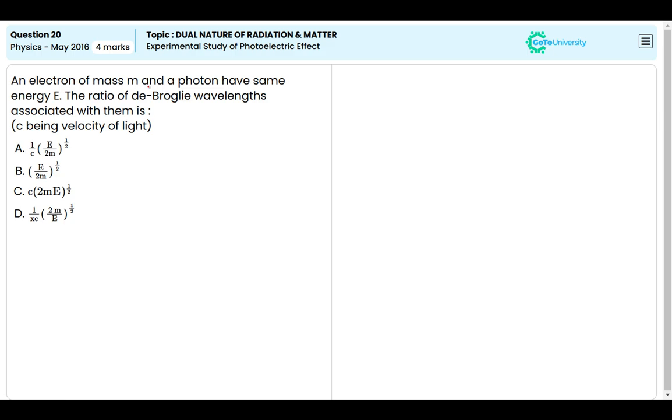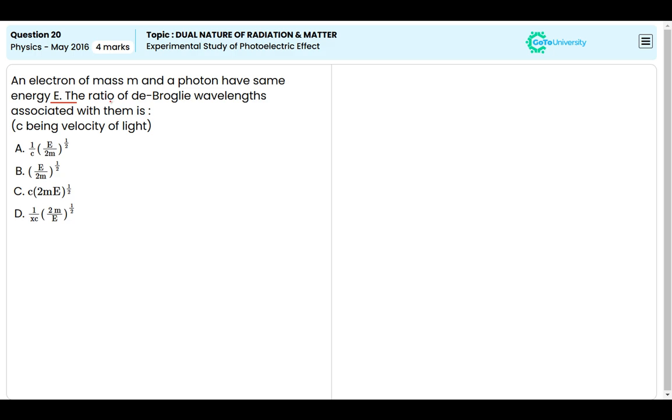An electron of mass m and a photon have the same energy E. That means the energy is the same. The ratio of de Broglie wavelengths associated with them is, here c being the velocity of light.